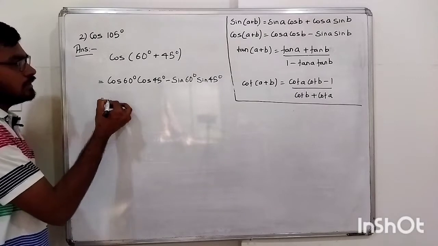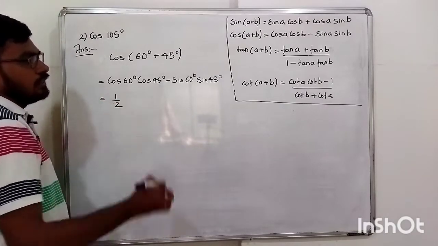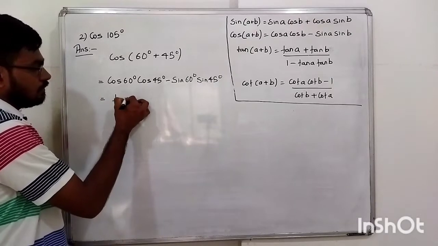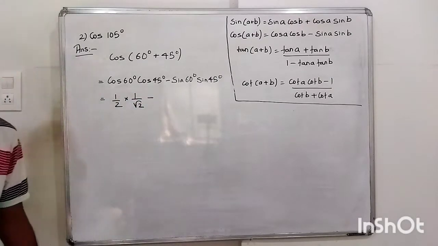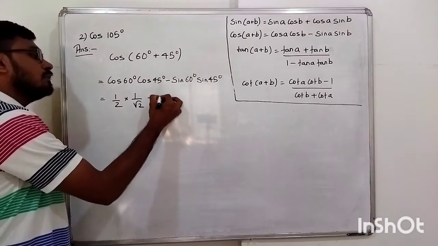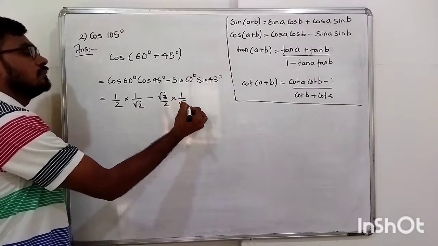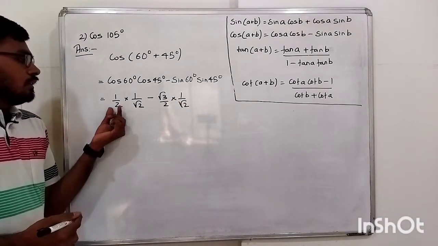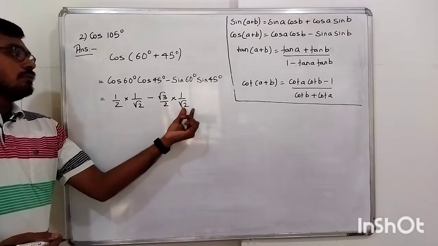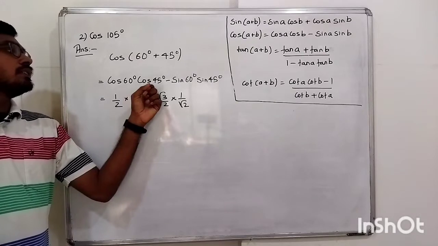It is cos 60 is half. Cos 45 is 1 upon root 2, minus sin 60 is root 3 upon 2 and sin 45 is 1 upon root 2. Okay, again you can just go through my previous video to learn how to find these values.